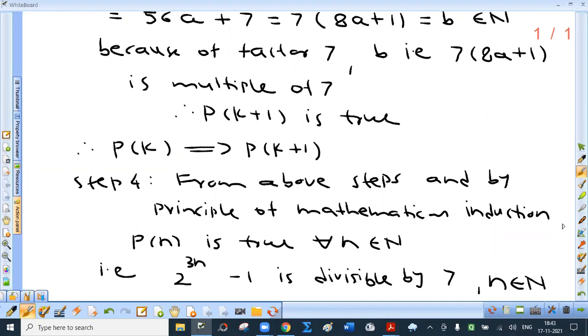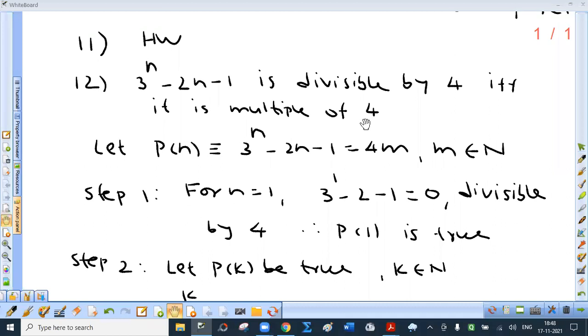Right. Now, number 11 is for homework. Prove that 2 raised to 4n minus 1 is divisible by 50. Now sum number 12. Prove that 3 raised to n minus 2n minus 1 is divisible by 4. Now it is divisible by 4 if and only if this is a multiple of 4. That is, 3 raised to n minus 2n minus 1 is 4a. Let this be statement Pn.